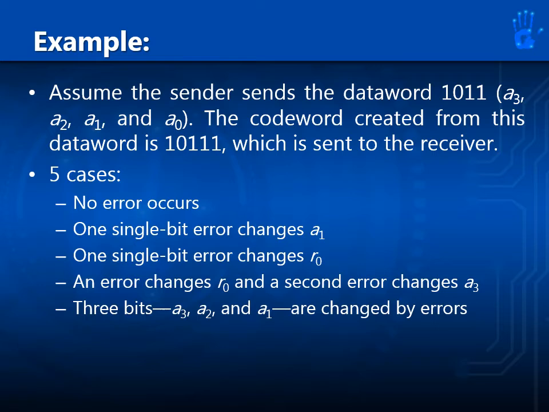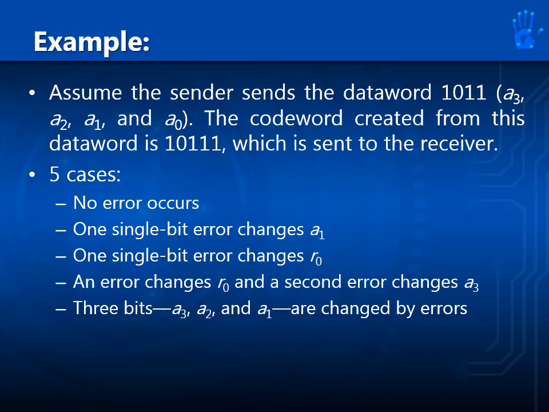Next, one single bit error changes R sub 0. When R sub 0 is changed, the code word now becomes 10110. And again, this is even parity. The checker will notice that this is an error code word, so it will again discard the message.